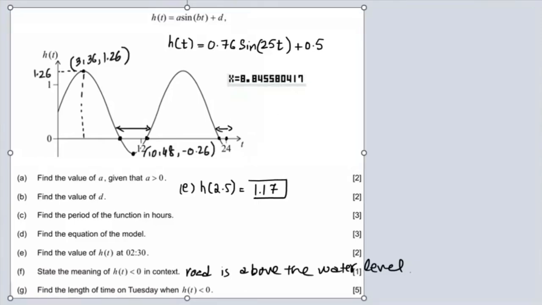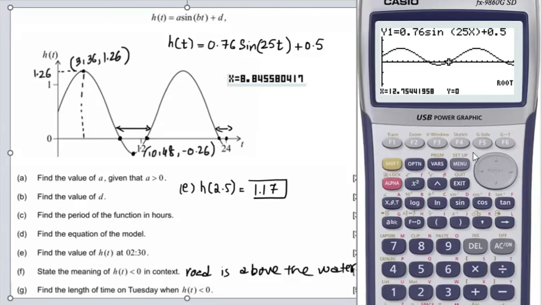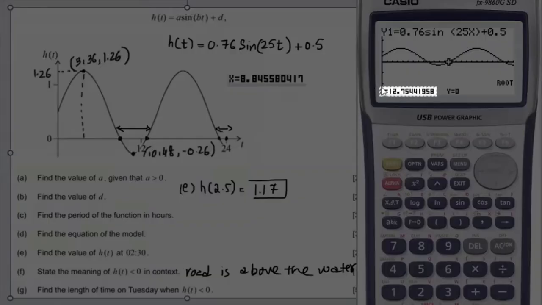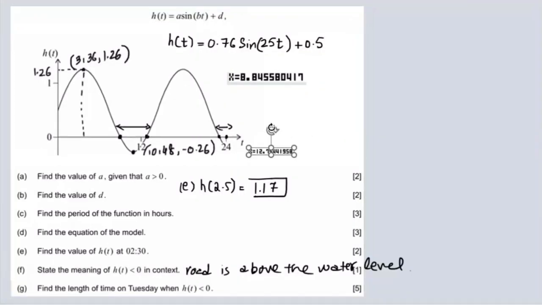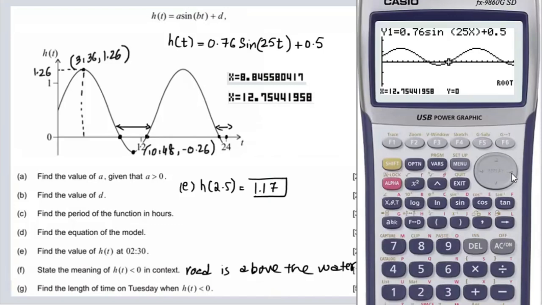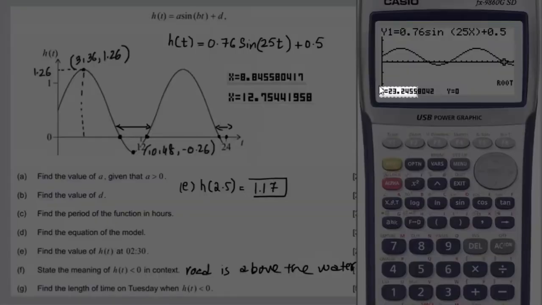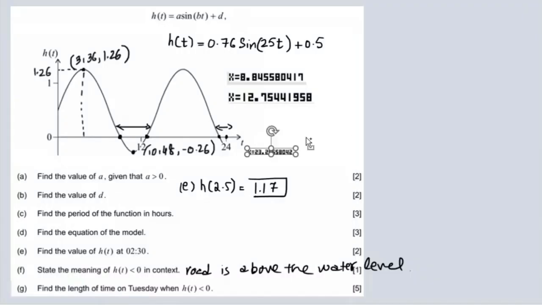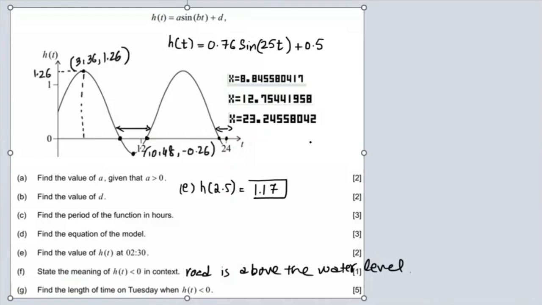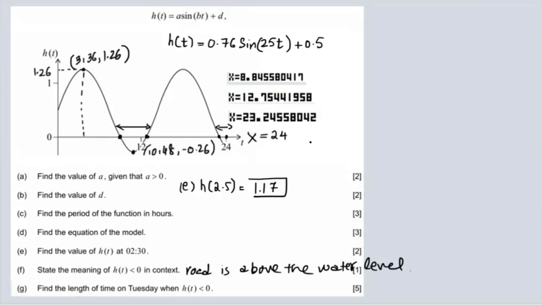And let's see this one. I need this one as well. Okay, right. So here we go. That is another one. Okay. And don't forget this part as well, right? So 23 point something something. This is also the time when height is below 0, right? Let's note. All right. So the last time is going to be x equals 24, right?